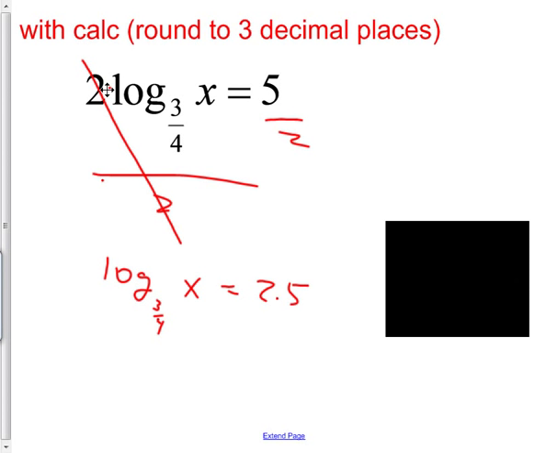Got it typed in yet? In here? Oh, it just looks blank. Okay.